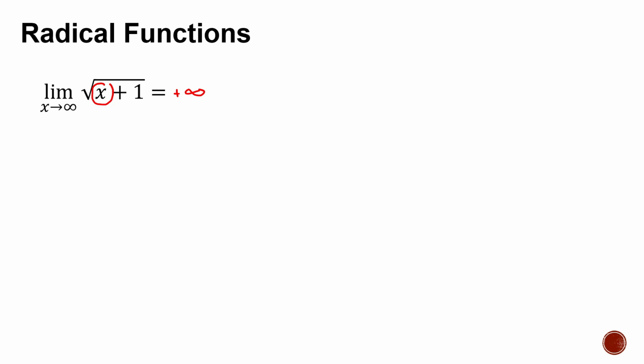Maybe you're curious. Now, what about the limit of that same function as x approaches negative infinity? Well, again, imagine, let's say negative 100. If you add that to 1, that would be negative 99. What is the square root of negative 99? That is right, it's undefined. So here, the answer will be does not exist.